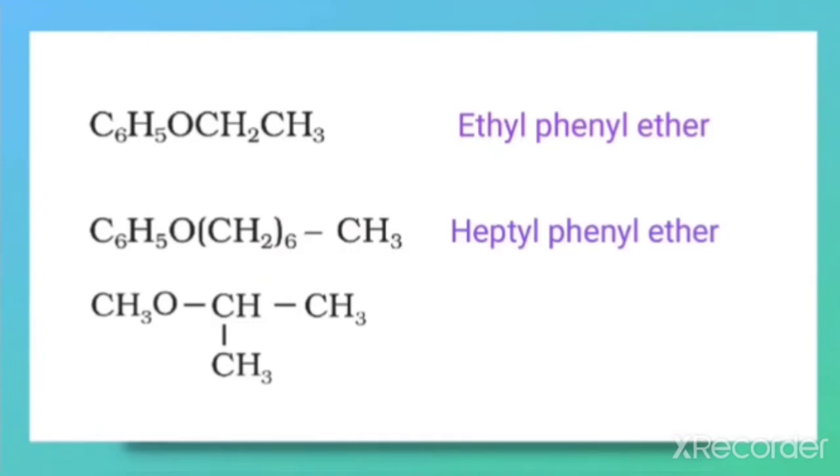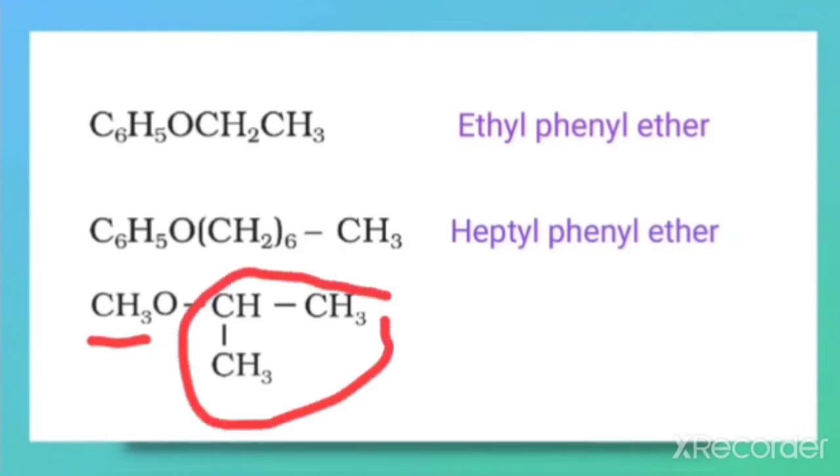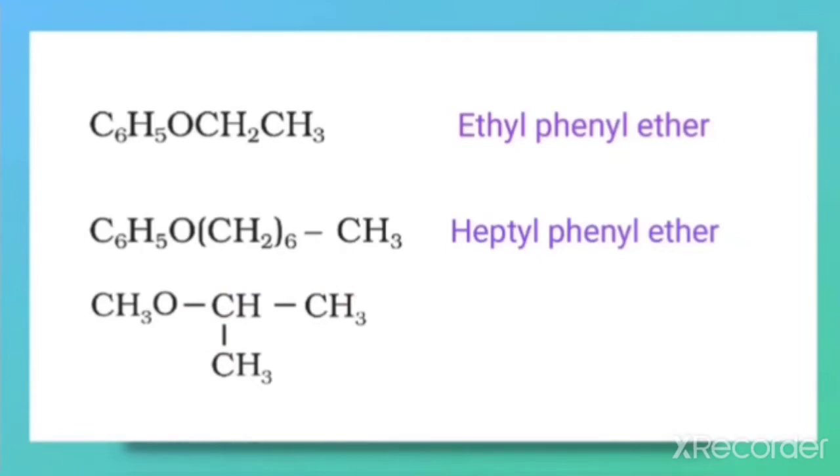Next one, in this CH3 is one alkyl group and the whole of this is another alkyl group. Can we call this one propyl? 1, 2, 3, three carbons are there. Can we call it propyl? No, it is not n-propyl. It is isopropyl because the linkage is with the second carbon, not with the first carbon. So this is an isopropyl group. So how do we name this one? That is methyl isopropyl ether. Like this we give the common names to ethers.